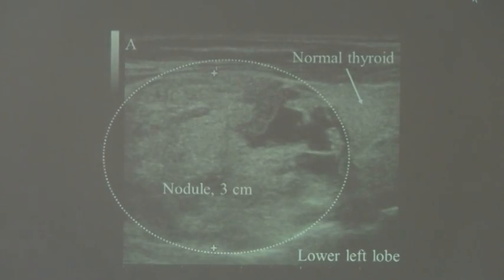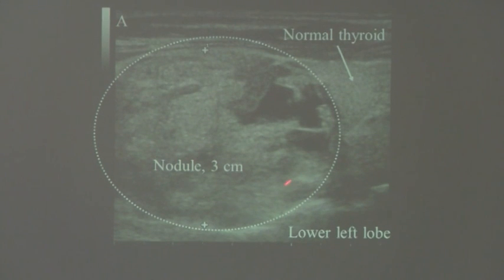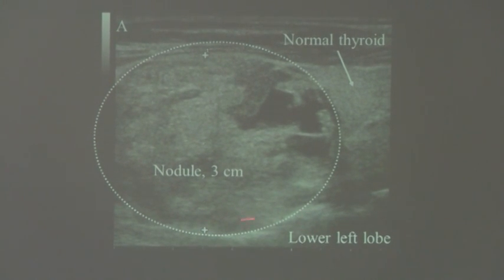Next one. Okay, this is much worse. Here we are on the lower left lobe, and the nodule is about 3 centimeters. So 3 centimeters is this big. This is the remaining normal thyroid, and all this is bigger than the probe of the ultrasound machine. So you see, it goes here, you can see the entire nodule. Next one.